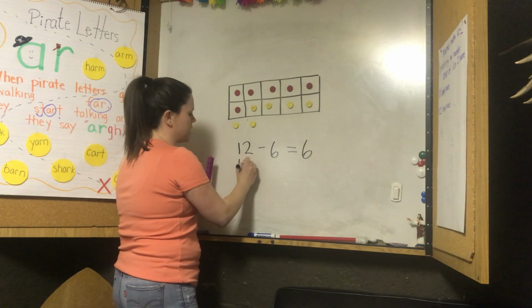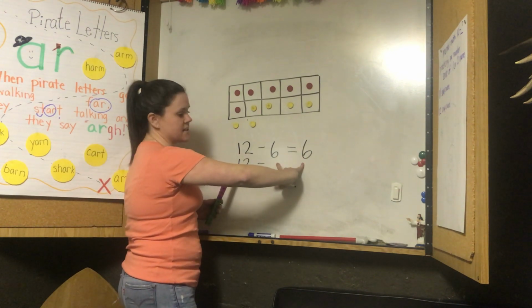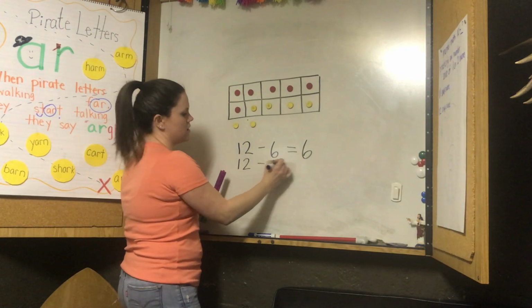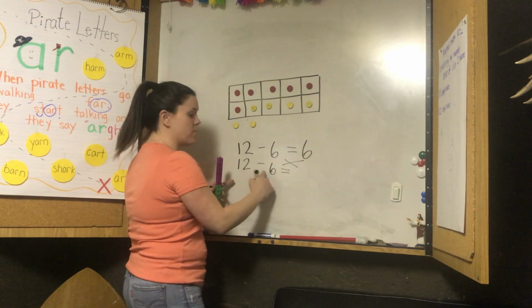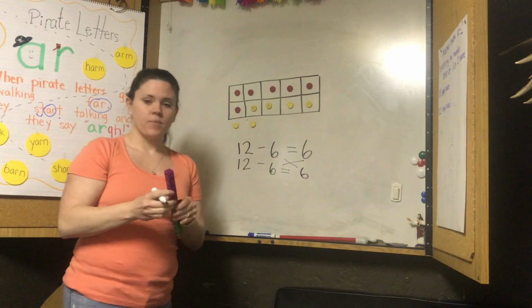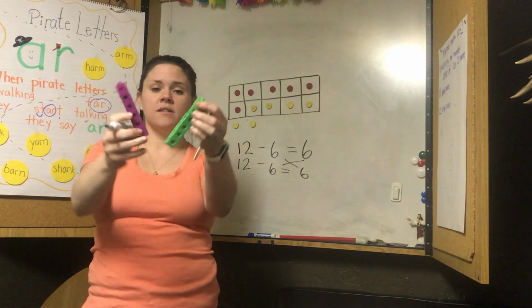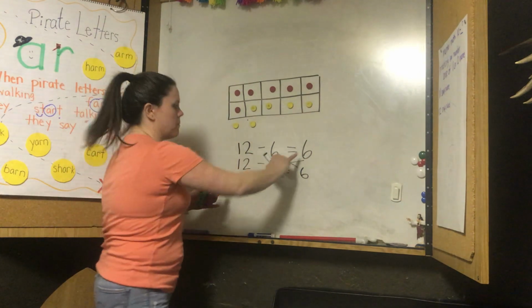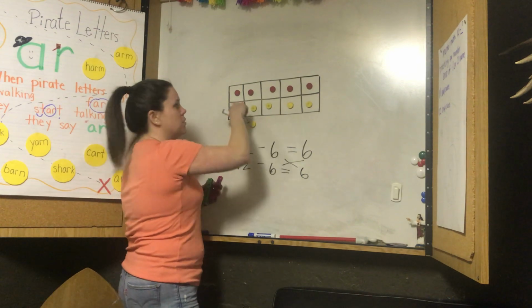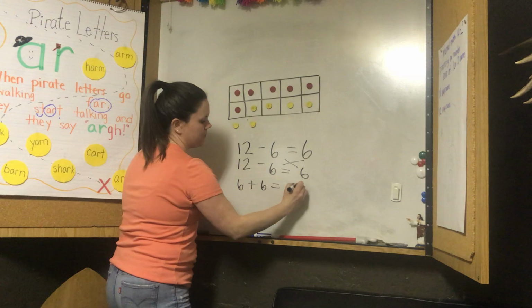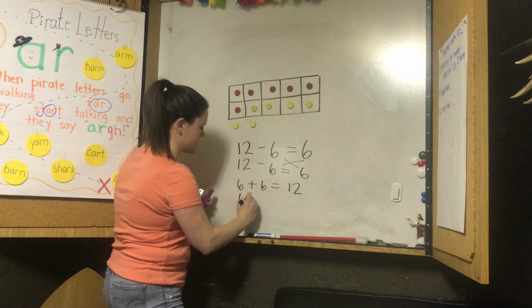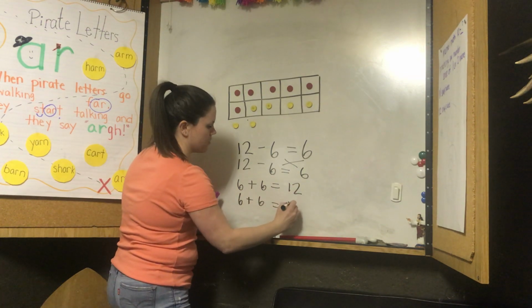And our related, because this is a doubles fact, right? 6 and 6, our parts are doubles. If I were to switch these, right, it's still 12 minus 6 equals 6. But if we were to write it as an addition sentence, we do our parts first, right? Or our yellows plus our reds. 6 plus 6 equals 12. And again, 6 plus 6 equals 12.